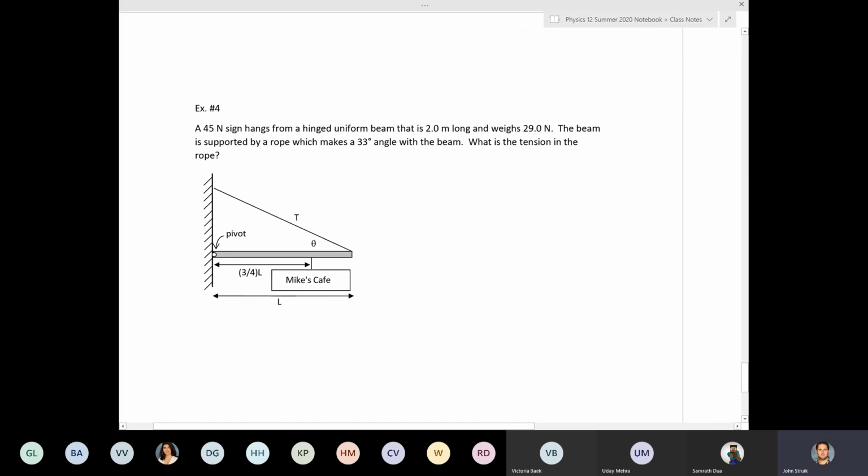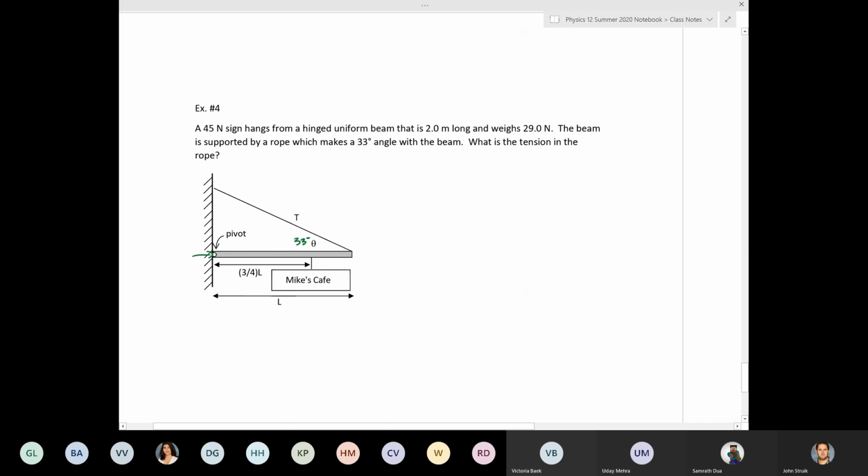A 45 newton sign hangs from a hinged uniform beam. So this is the hinge right here. That's 2 meters long and weighs 29 newtons. So the beam itself has a weight and the sign has a weight. It's supported by a rope that makes an angle of 33 degrees with the beam. So 33 degrees with the beam. What is the tension in the rope?